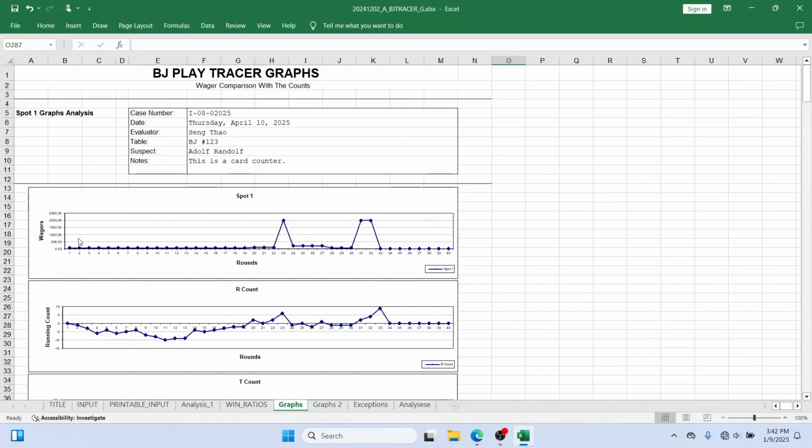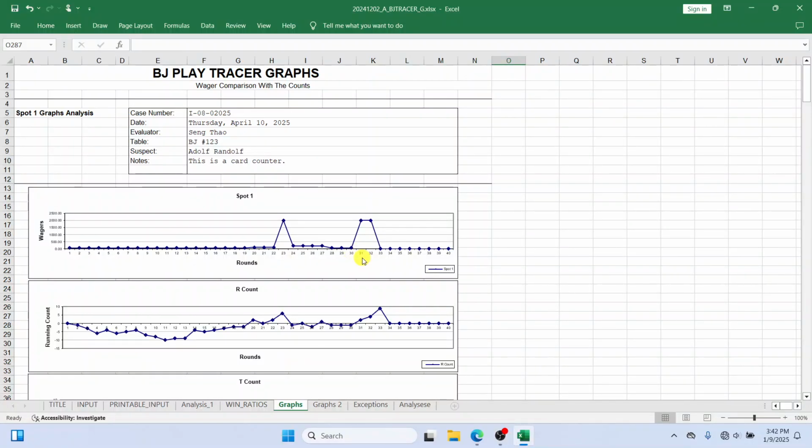So for spot number 1, the rounds are listed below, and the wagers are listed on the y-axis. Wagers are on the left, and on the bottom are the rounds. So for round 1, low wager. Round 2, low wager. But all of a sudden in round 23, this player on spot number 1 increased their wager to $2,000. Then dropped it right back down.